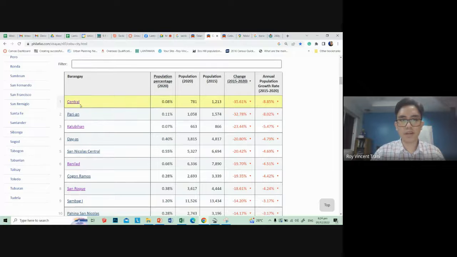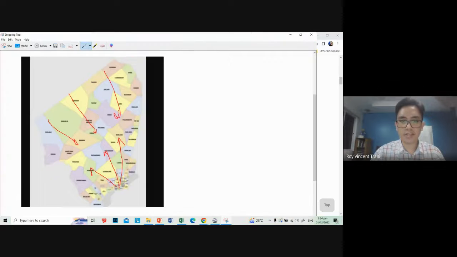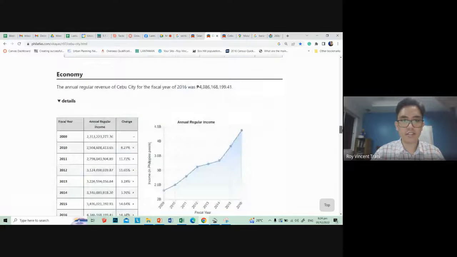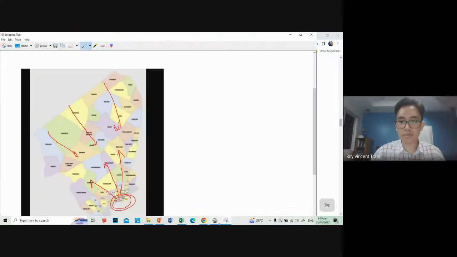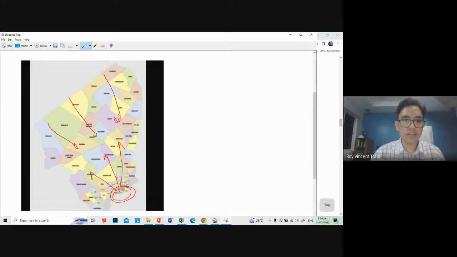So this is Barangay Central, Parian, and Kalubihan. That is this area over here, the old city center. And the highest growth areas are, let's see, Budlaan, Pulang Bato, Bagbag, and Busay. That's closer to the mountain areas. So let me just change my pen to green. This is the high growth areas here. And then this is the low growth area. So people are leaving the very mountainous areas and moving into sort of the center of the island.